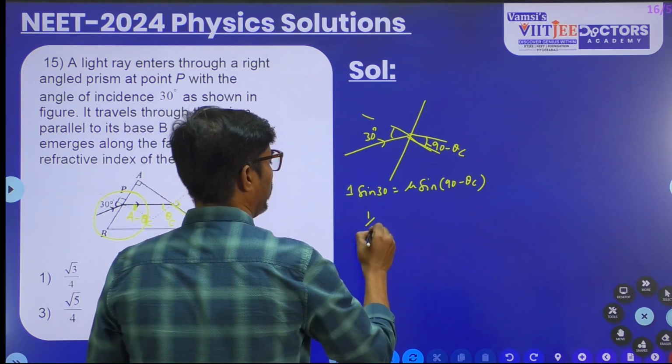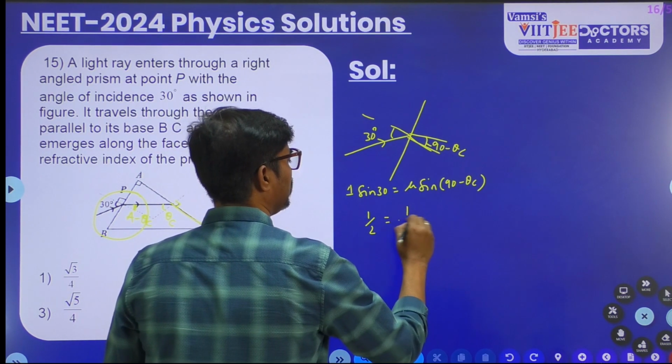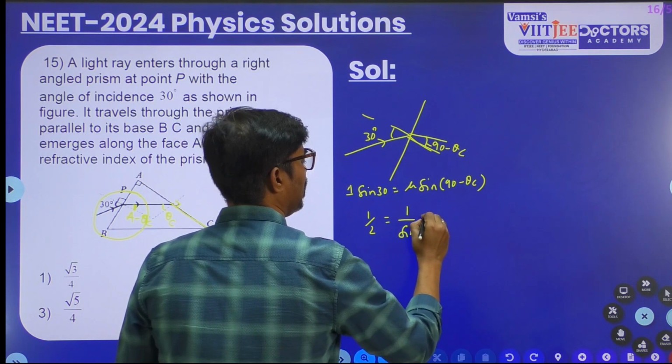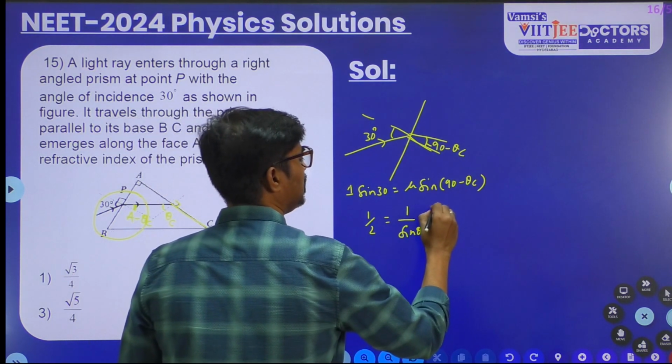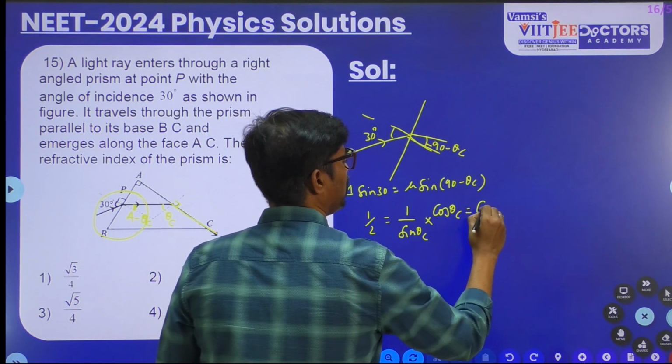So sine 30 is 1 by 2. That is equal to mu, which can be written as 1 by sine theta C, into sine of 90 minus theta C, which is cos theta C. It will be cot theta C.